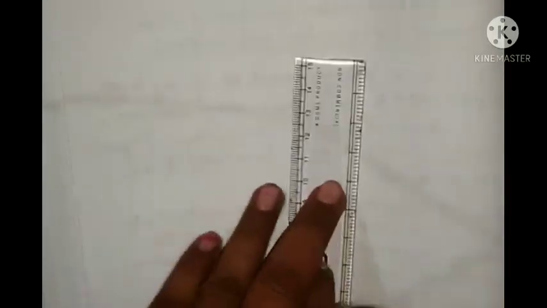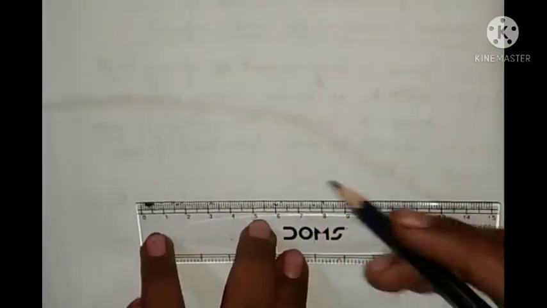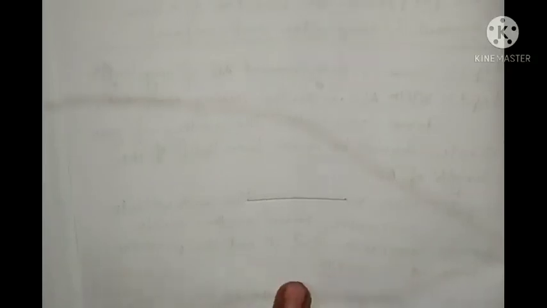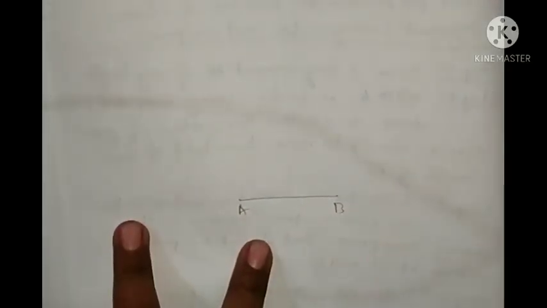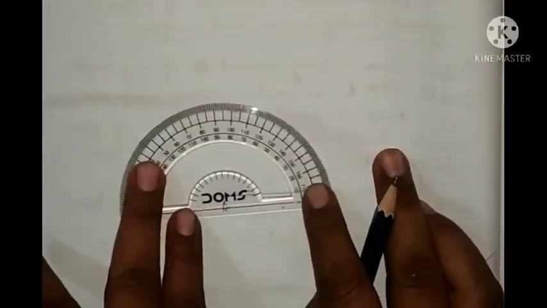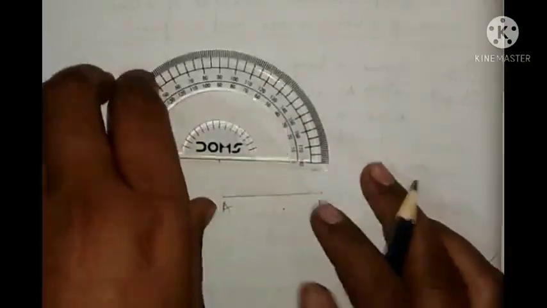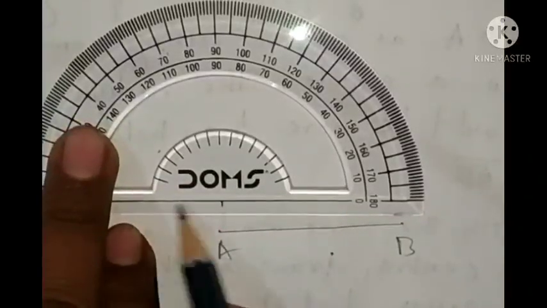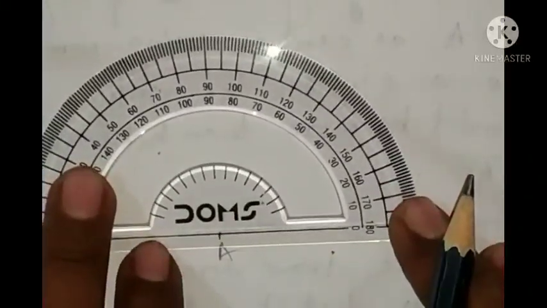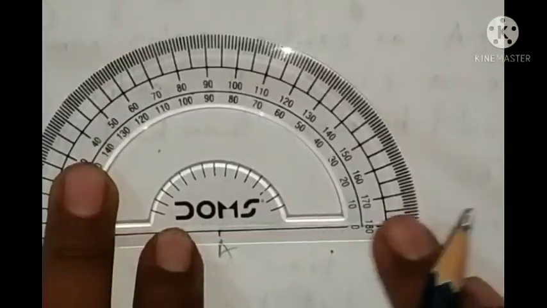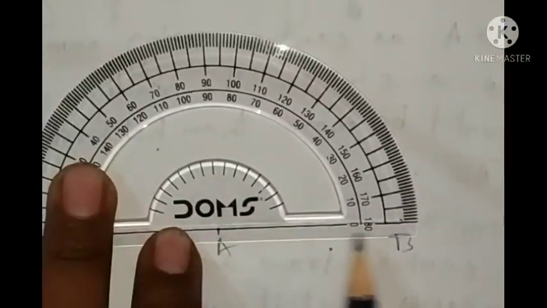If I want to make 55 degrees, what we'll do is take a line segment with two endpoints. I am writing A, B. I'll put the midpoint of the protractor here. I'll zoom in so that you can see the midpoint. This is the midpoint of the protractor. Put this midpoint on one end of the line and place this edge on this line.